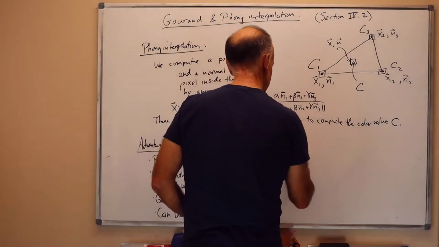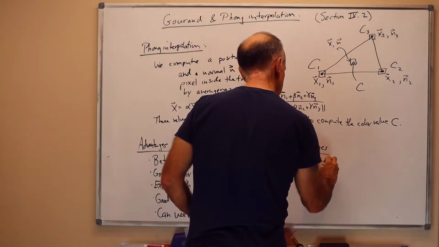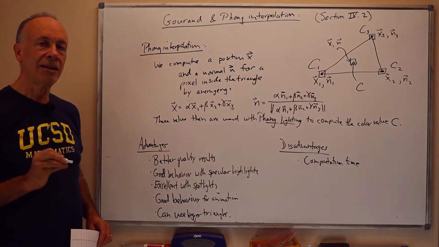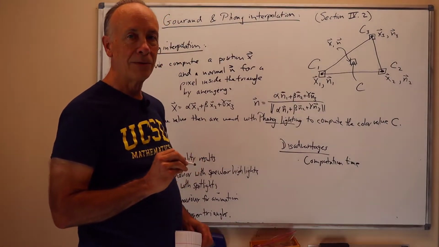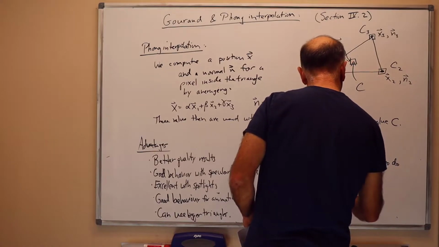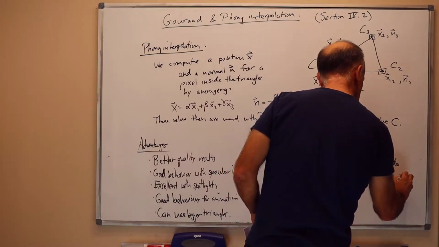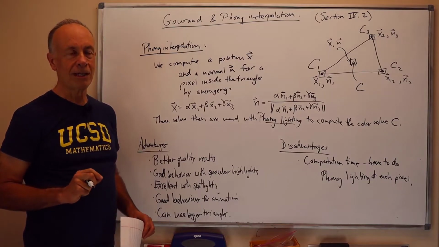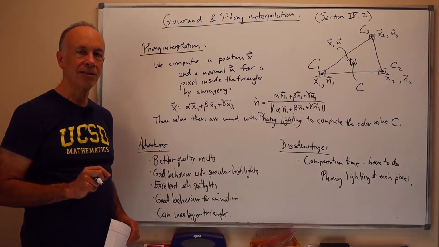The main disadvantage is the computation is slower. Computation time, because you have to do the Phong lighting calculation at each pixel. The Phong lighting calculation is a relatively expensive computation, and that's a lot of work to do at each pixel. Nonetheless, even with this extra computation time, graphics processing units, GPUs, are so powerful nowadays that I would say Phong interpolation is a much more popular choice when available than Gouraud interpolation, just because the quality is so much better.